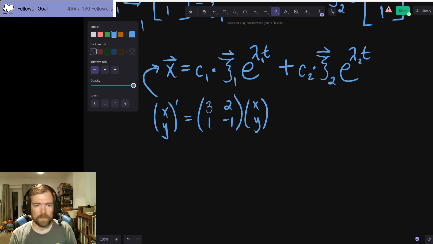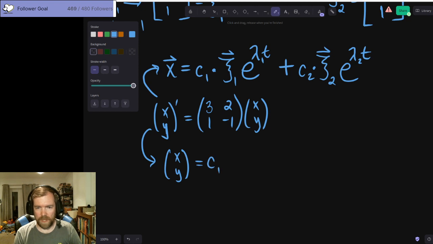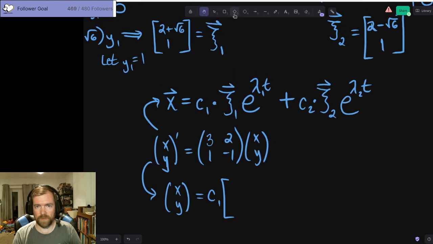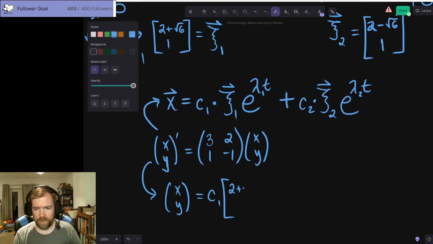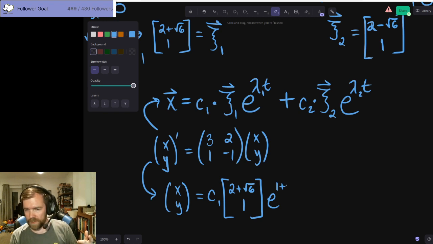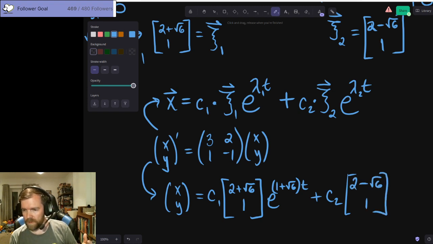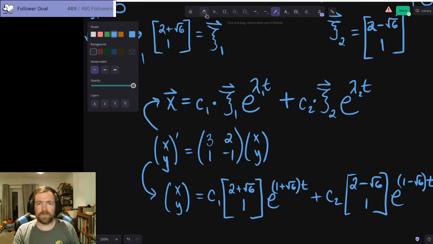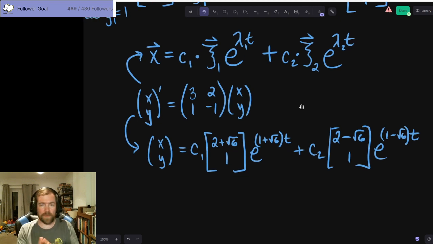And now we're saying that this whole thing is going to be this vector representation up top, or we could also make that xy equal to a constant multiple of our eigenvector 1, which was (2 plus root 6, 1), e to the lambda 1, which was 1 plus root 6, t, plus c2 times (2 minus root 6, 1), e to the (1 minus root 6) t.